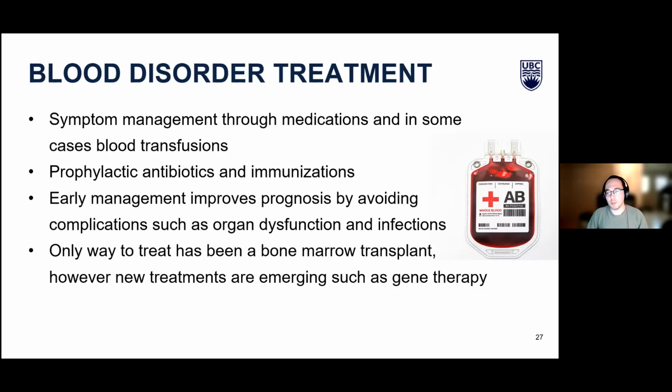And that, of course, is a complicated procedure. Not everyone's able to get a bone marrow transplant. However, there are new treatments that are emerging, such as gene therapy. Gene therapy is where we can go in and repair or change or replace the genes that have been mutated so that the person can produce their own hemoglobin that works properly.